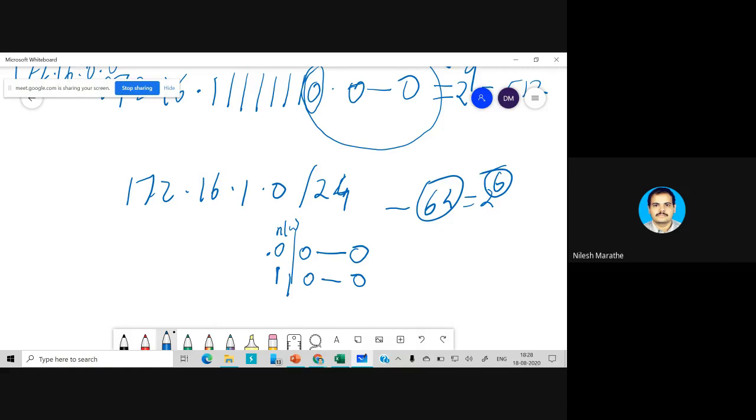So this 172.16.1.0 splits into 2 portions by having the value 25. Hello? Is it clear? In the last octet, I shifted the first bit to the network, and the last 6 bits to the host.